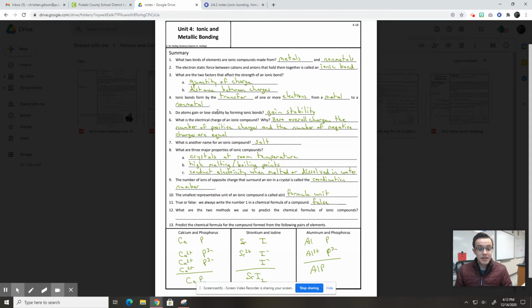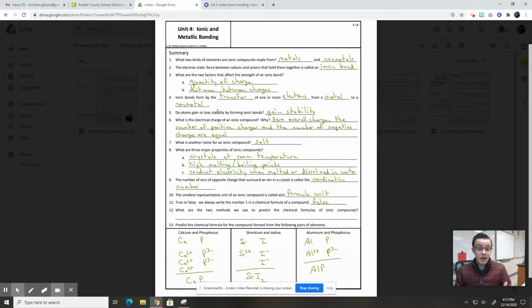Number 6, what is the electrical charge of an ionic compound? So here's the thing. We've talked about charges, metals having positive charges, nonmetals having negative charges, but an ionic compound, when those metals and nonmetals are joined together, that compound has a charge of 0. The positive and negative charges will cancel out. This is super important for you to know. Okay, the number of positive charges and the number of negative charges are equal. They cancel each other out.